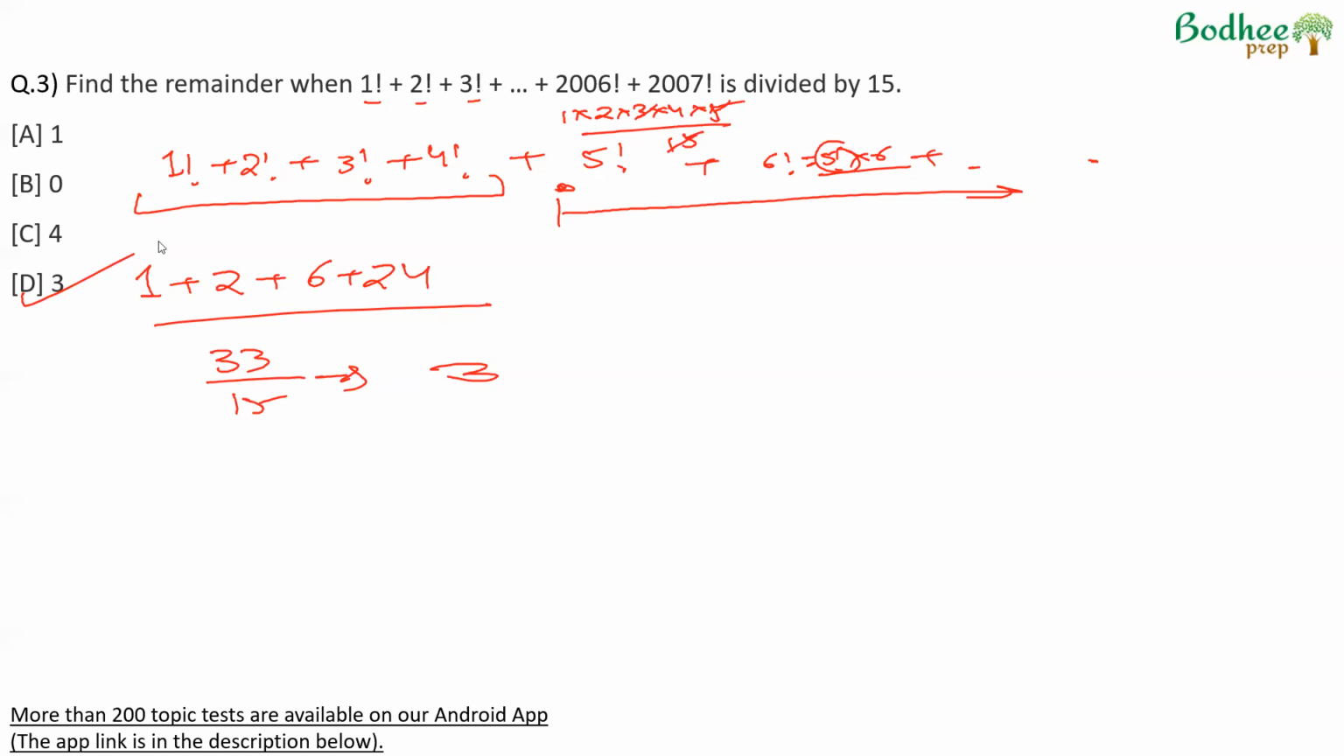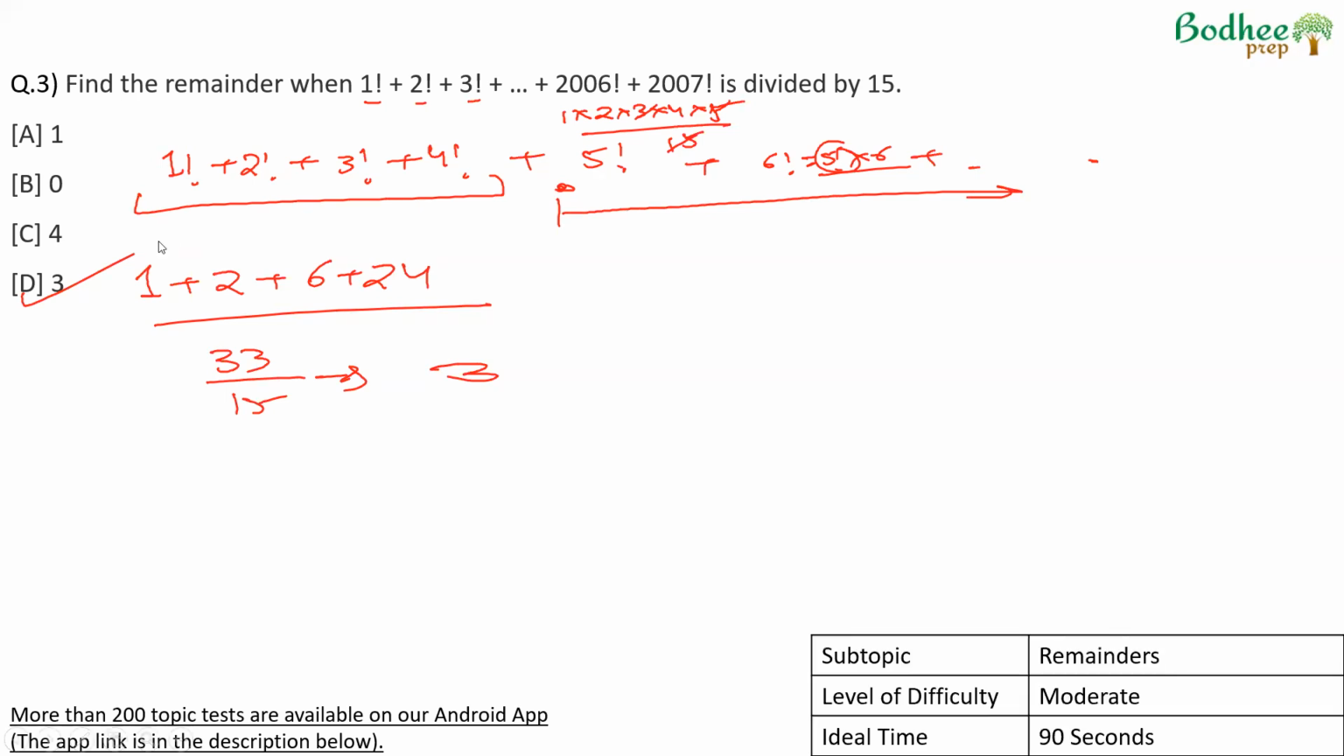Basic question. 90 odd seconds should be good enough to get this question correct, provided we understand the concept of factorial and the fact that 5 factorial includes 15. Beyond that, every number has 15 in its product or in its value.